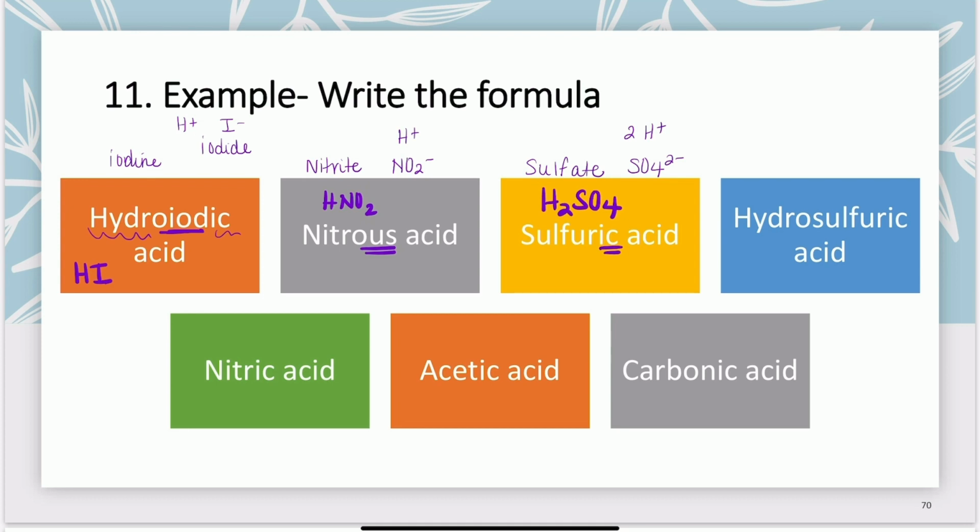Hydrosulfuric acid. I've got the sulfur in the center here, but I've got hydro and ic. That means that it came from sulfide, which is S2 minus, and I needed 2 protons to make that neutral, so H2S. Nitric acid, no hydro in front, tells me that it came from nitrate, which is NO3 minus, so I needed 1 H plus to make this neutral, HNO3.